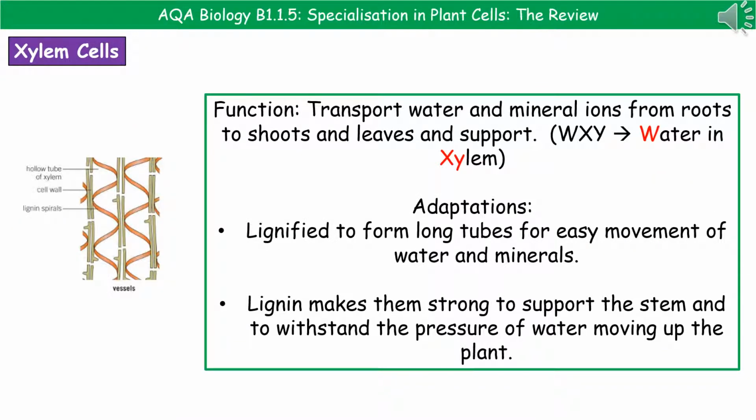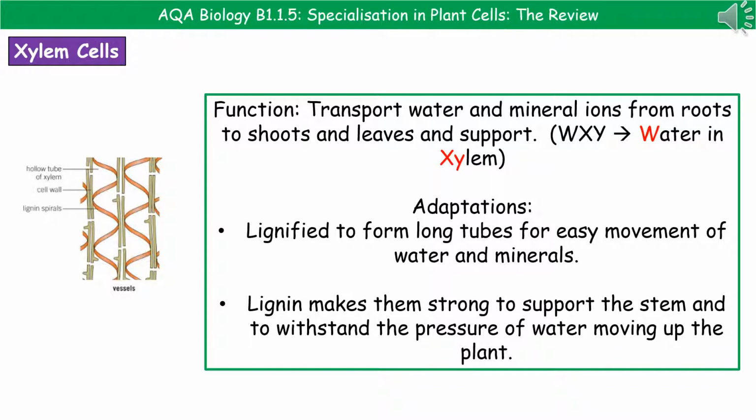The second type of cell are Xylem cells. Now the whole idea of our Xylem cells is to transport water. Now the easy way to remember that is just think of the alphabet. Okay, so WXY, water in xylem. In that water there will also be dissolved mineral ions, so they're going to be transporting the water and the mineral ions from the roots where they're taken into the plant up to the shoots and the leaves where they're needed, and they've got a secondary function of providing additional support to our plant as well.